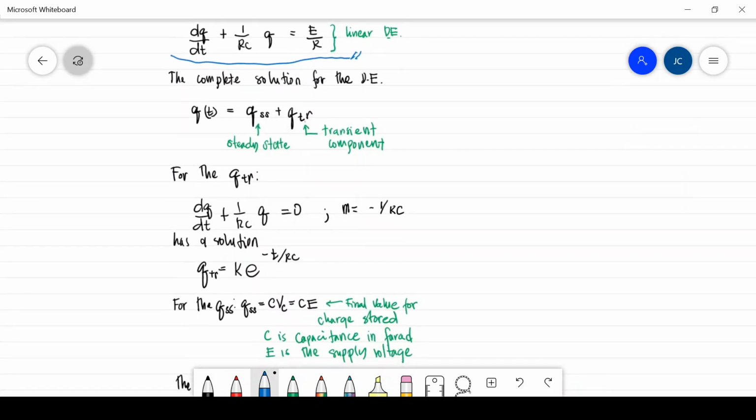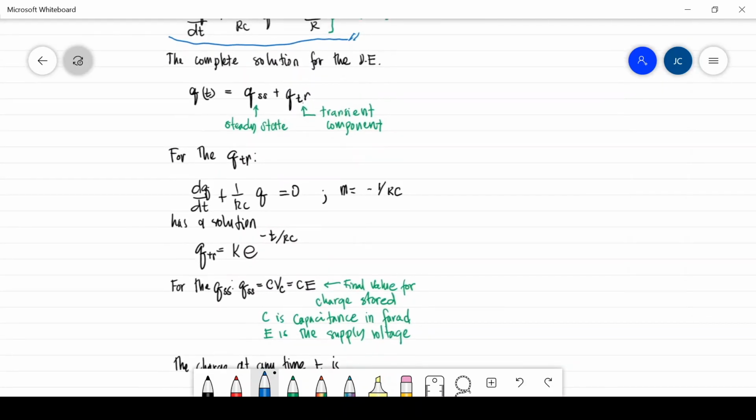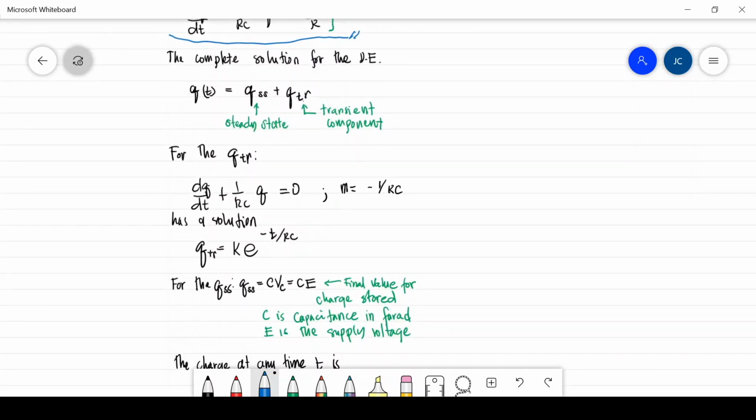The solution may be determined using different methods. But in our approach, as we have discussed last meeting, we shall approach this using the steady state component and the transient component. The transient component is derived from the differential equation equated to 0, and then the roots are determined. From the roots, we can determine the solution for this differential equation.